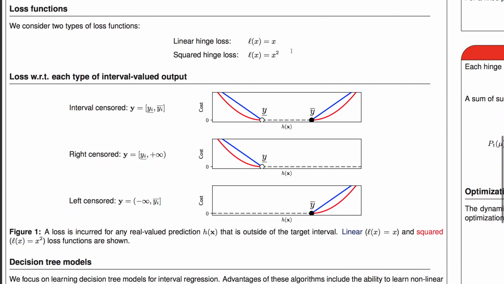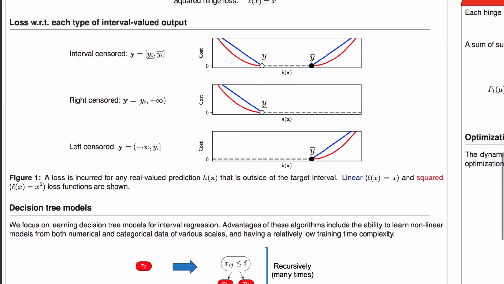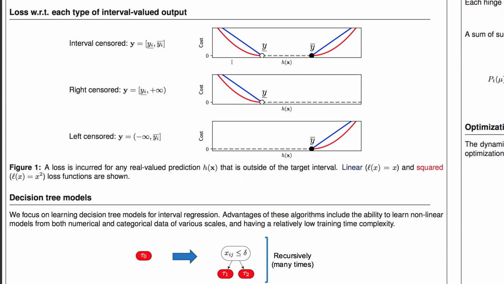So in practice, we consider two types of hinge losses, the linear hinge loss and the squared hinge loss, although our method would generalize to any convex hinge loss. When we look at those losses with respect to real intervals, we see that they look like this. So if we have an interval with two finite limits, then you have a loss anywhere outside of the interval and zero loss inside of the interval. And you could also have intervals with only a single finite limit.